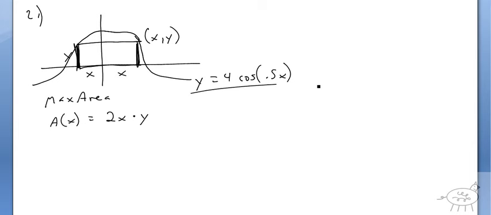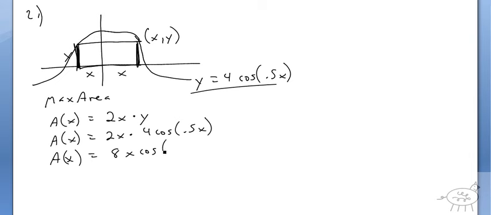And then of course we have y solved here, so A sub x equals 2x times 4 cosine of 0.5x. Okay, so simplify that. A sub x equals 8x cosine of 0.5x. All right, and again, we're trying to maximize the area, so we're going to take the first derivative, A prime of x, and we're going to use the product rule, so 8x times negative sine of 0.5x times the inside of the chain rule, so times 0.5.